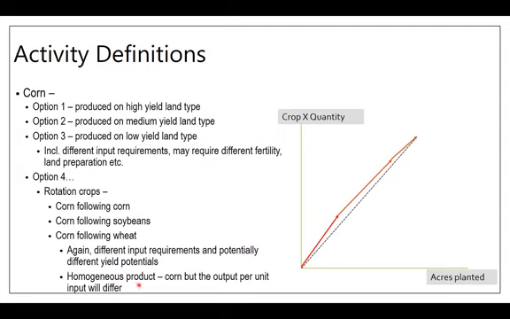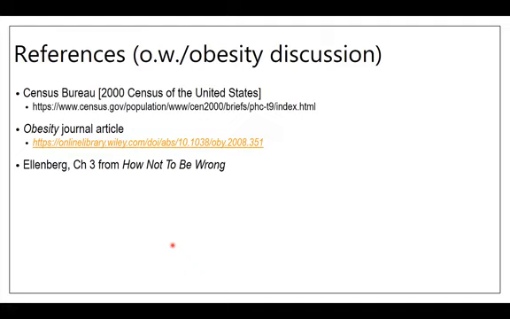So we're still talking about a homogeneous product. We're still talking about selling corn as the product, of the same quality that draws the same per unit price. But we're talking about a bunch of different activities, different ways of producing it, that will draw on our resources in different ways and may be very important for us as planners.